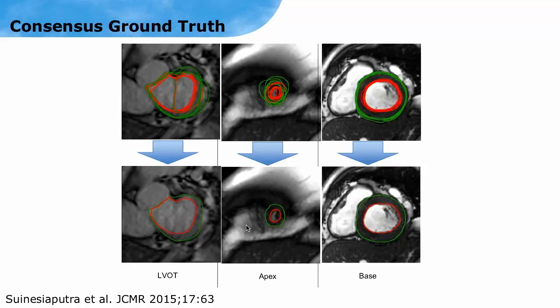And you can get these images and these consensus contours from the Cardiac Atlas website. If you look up cardiacatlas.org, the first author was Avan Suinesiaputra, and he will send you that data if you're interested.